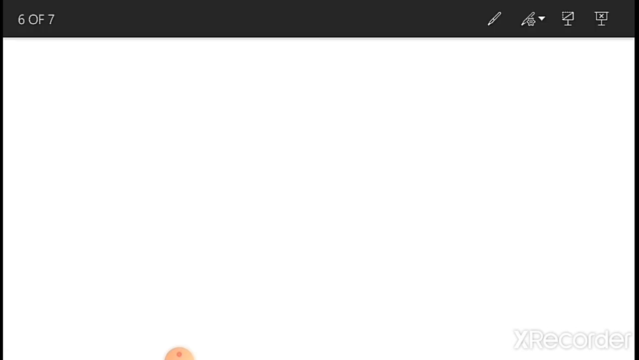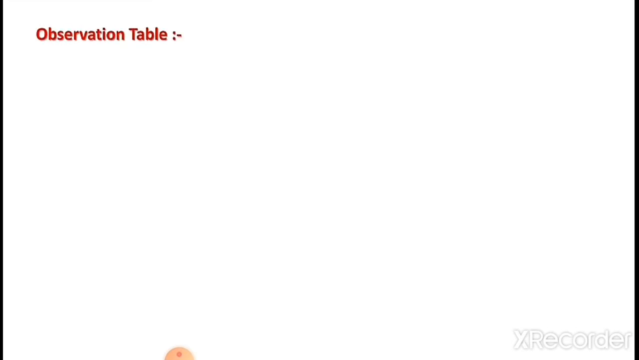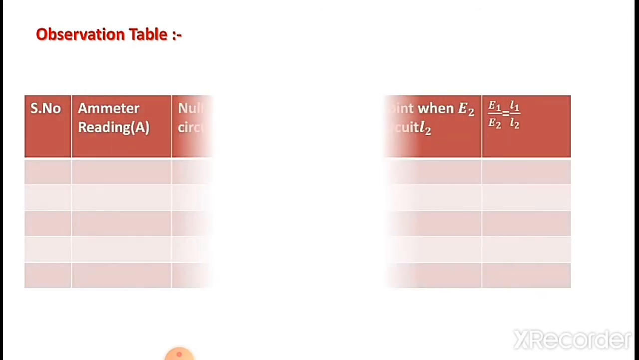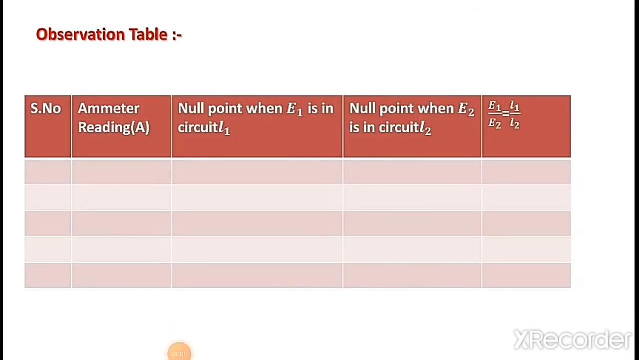Further, we have an observation table here which consists of the ammeter reading, the null point when E1 is in circuit and its corresponding length L1, and the null point when E2 is in circuit and its corresponding length L2. We have to write these readings in this table, take the ratio of L1 and L2, and through that find out the ratio of E1 and E2 by putting in the values of L1 and L2.